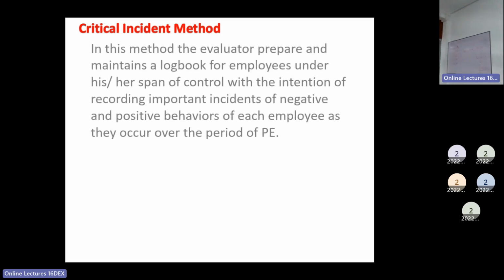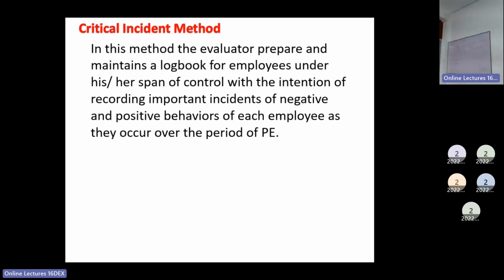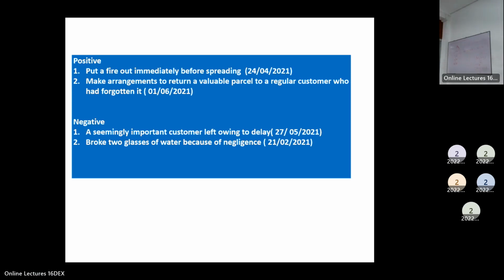So that you can face those reasons very effectively. Positive, negative. Positive: put a fire out immediately before spreading. Positive: make arrangements to return a valuable parcel to a regular customer who had forgotten it. Negative: a senior informed customer has left due to delay. Negative: 2 glasses of water broken because of negligence. Likewise, you can record all these things in a book. This is called the critical incident method. It is a good method. You can address those reasons very well.